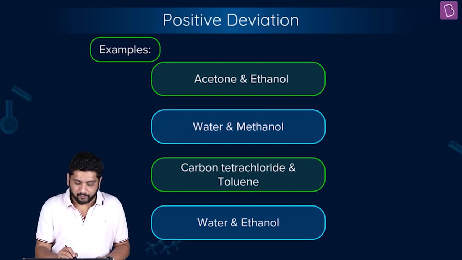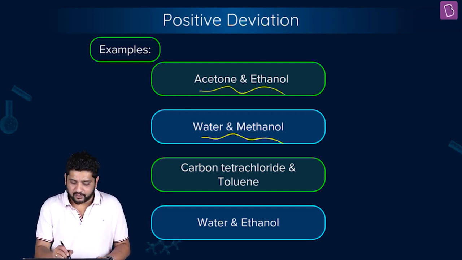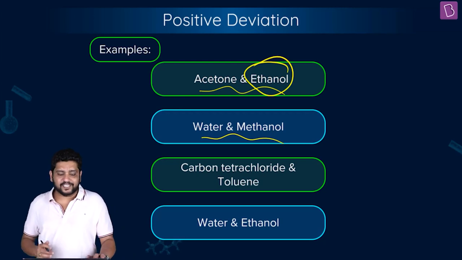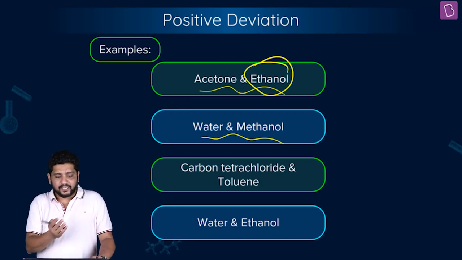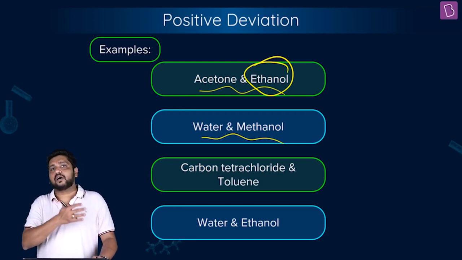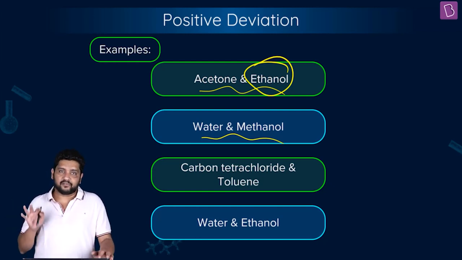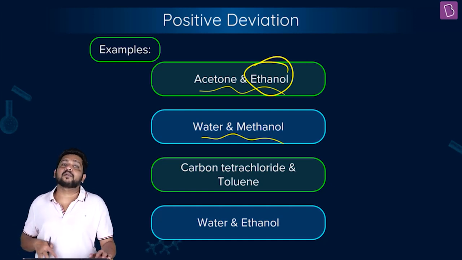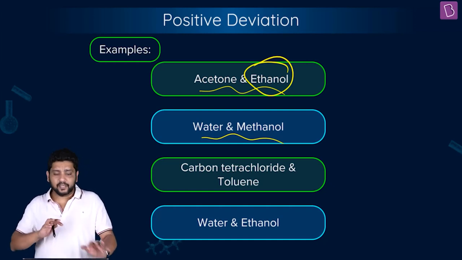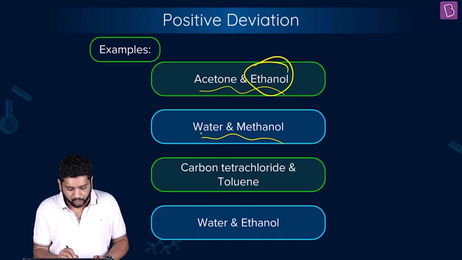Positive deviation example would be acetone, ethanol, water. So ethanol would have been happy to bond with each other. This acetone is different and is coming into the solution, and now ethanol is not very easily bonding to itself in a more compact way. Probably they could have arranged themselves. That is not happening. So we end up getting positive deviation. Water methanol, same story. Water ethanol, same story.